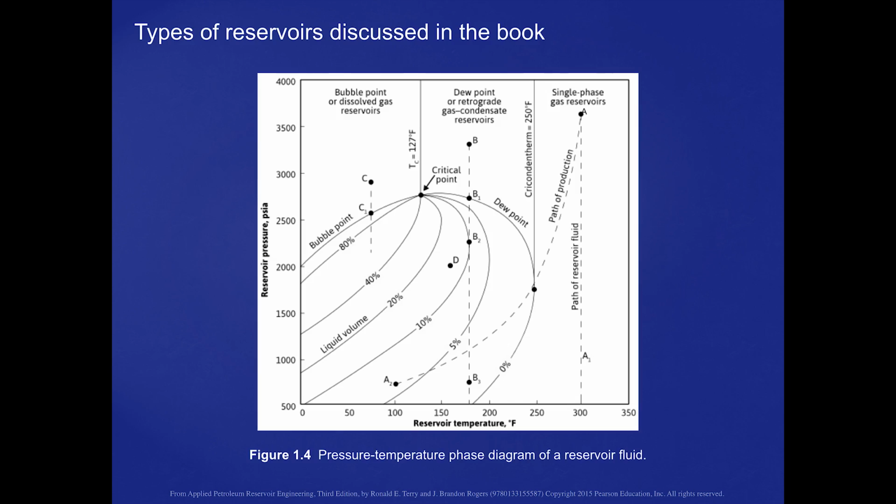And so if you look at this figure, in the reservoir, the path of production will go from point A down to point A prime. And so that's the constant temperature process that we see. And so we refer to this kind of reservoir as a single-phase gas reservoir that stays as gas the entire producing life of the reservoir.